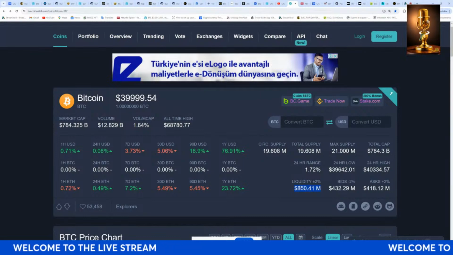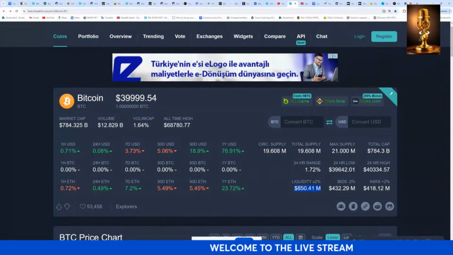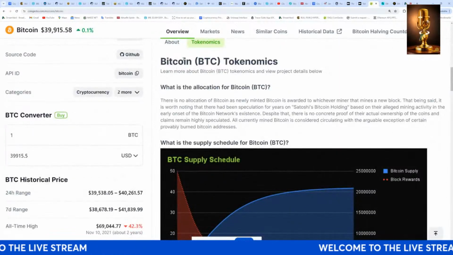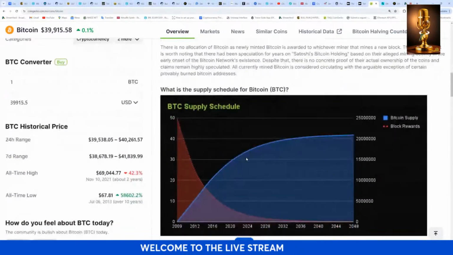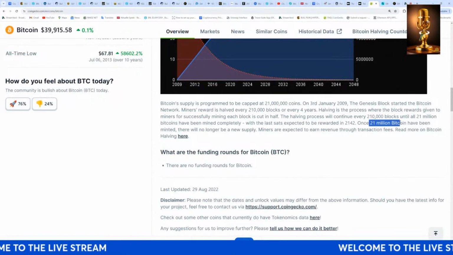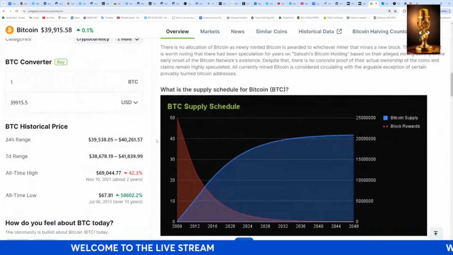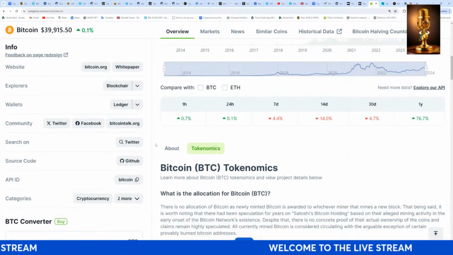Yes, it has a limited supply of 21 million. Yes, it's inflationary. However, the inflation is being cut in half every 4 years. And eventually, as we see here in tokenomics, in the year 2042, 21 million Bitcoin will have been minted and there will be zero inflation. So at least it has a cap compared to our current monetary system, fiat currency. It is a much better option.